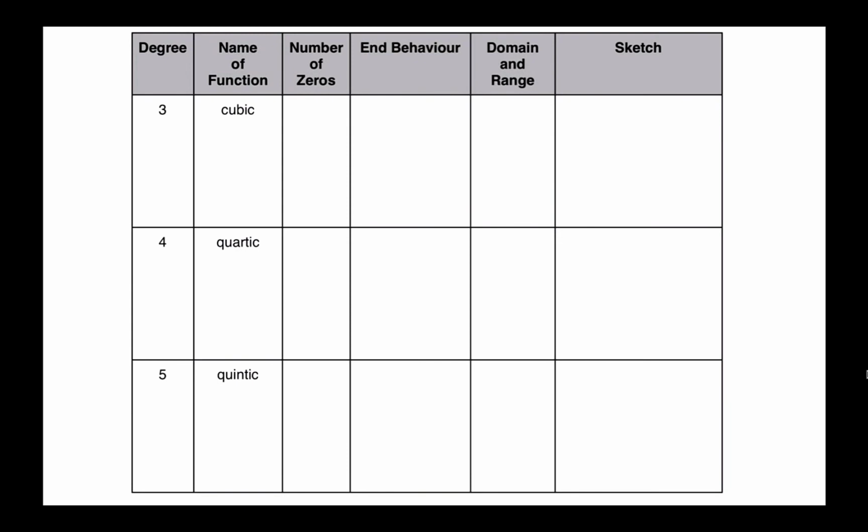All right, so now looking at cubics, which are odd functions, polynomial of degree 3. The number of zeros has to be at least 1, maximum 3. And so the end behavior is starts down and finishes up, or starts up and finishes down. So what you'll notice is that all odd functions have at least 1 zero, and they have this end behavior that starts down and finishes up, or starts up and finishes down, depending on the lead coefficient.